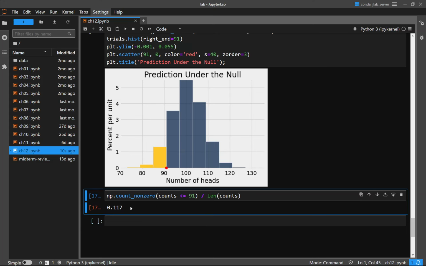Such a small number. It's not that small, apparently. If it was like 70, then there would be a problem. But it looks like this 91 wasn't a big deal.